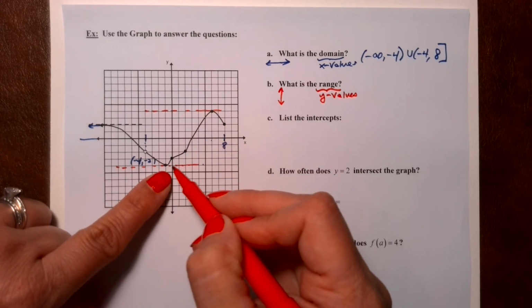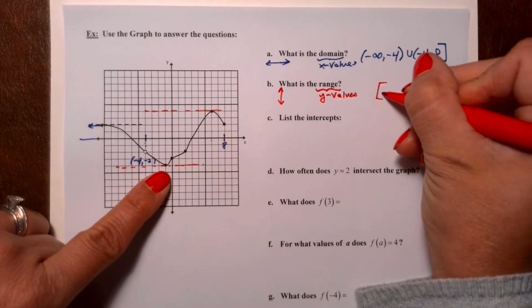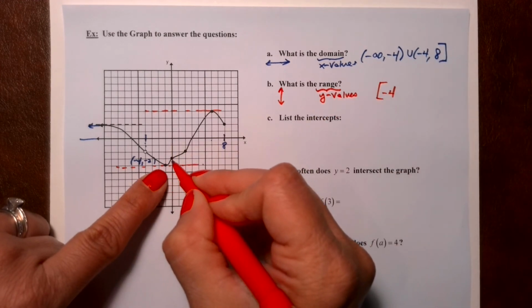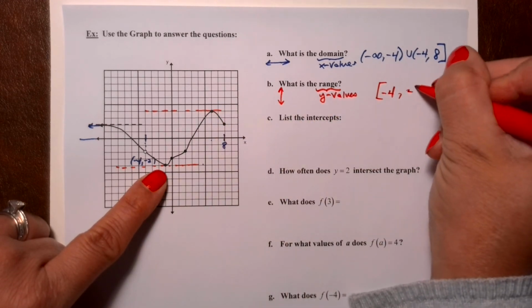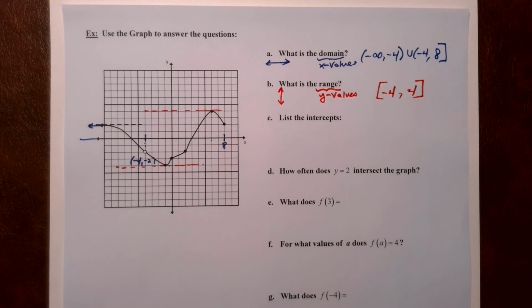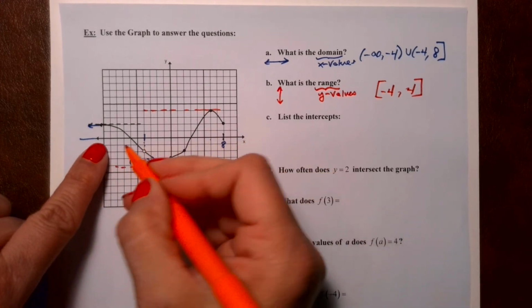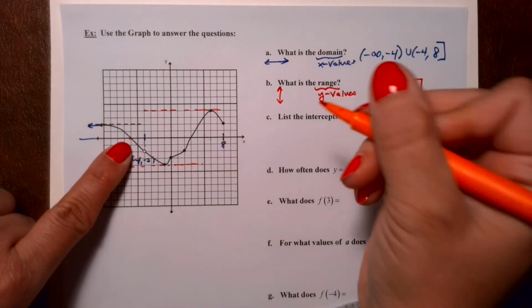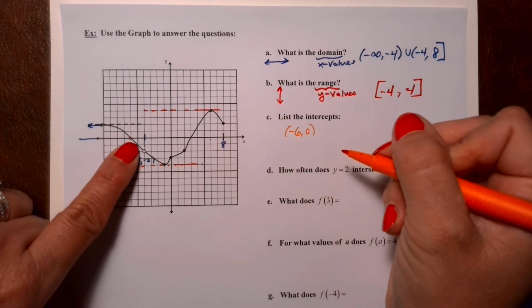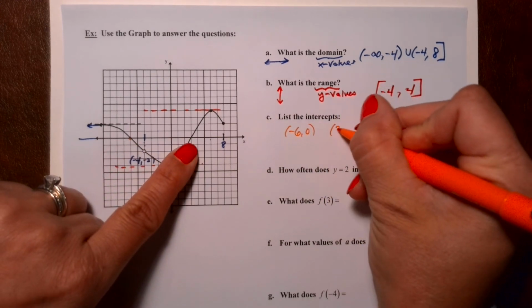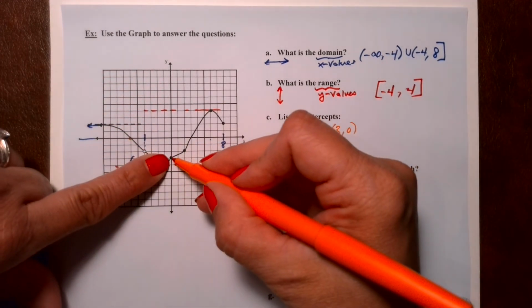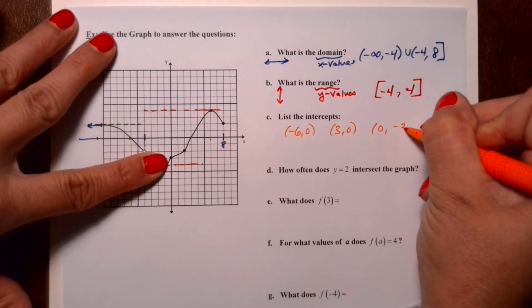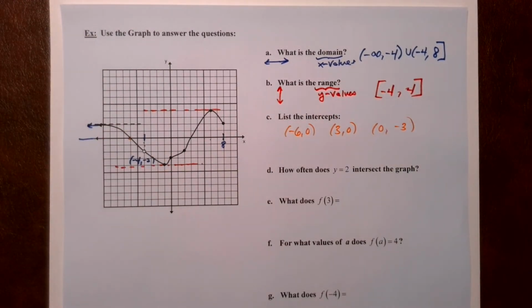So the lowest is -4, with brackets because it touches. And all the way up to +4. Since it touches, we will use brackets. Intercepts. Let's look along the x and the y-axis. I see one right here, -6, 0. I see another one right here at 3, 0. And don't forget to look along the y-axis as well, 0, -3. Make sure you write them in point form.